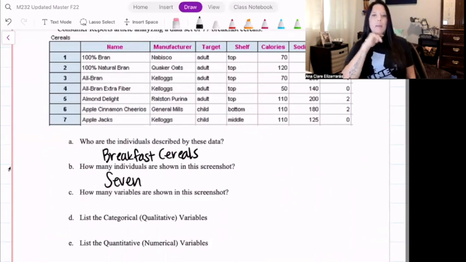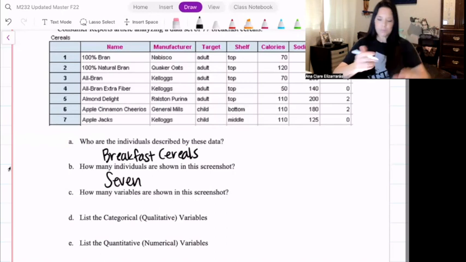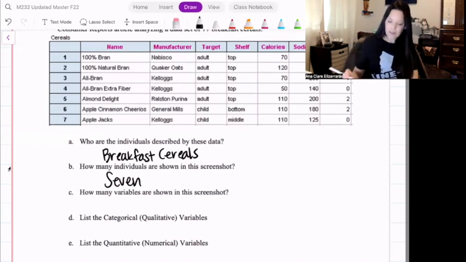And then we're asked how many variables are shown in the screenshot. Well, we're told the manufacturer, the target, the shelf, the calories, the sodium, and the fat in this screenshot. We're also told the name, but that's not necessarily a variable that we're talking about. That's identifying the individual. So there are 6 variables.